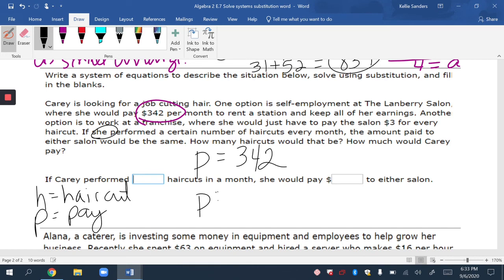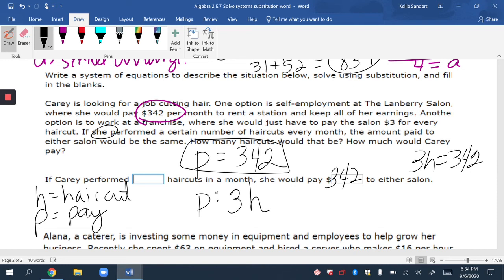If she rented, she would have to pay $3 for every haircut she did. So that's going to be $342 because that one is already by itself. So 3H equals $342. We want to know when it's going to be even. So we would divide. She would have to do 114 haircuts every month to equal the $342 if she had her own salon.